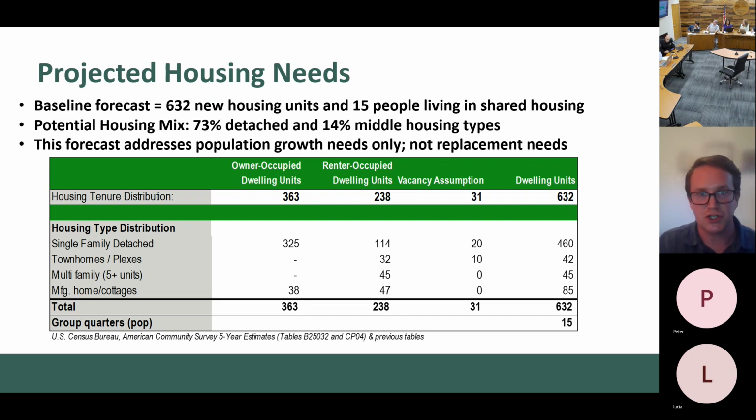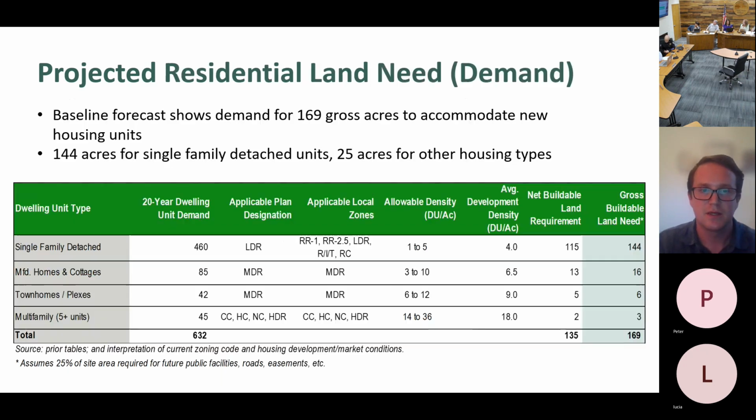And so now we'll show how we get from this to whether or not the urban growth boundary is sufficient to meet the need. The way that we do that is through this table, and I know that it's complicated, so bear with me here. These numbers towards the left, the 20-year dwelling unit demand, are taken straight from the prior table. So we need those 632 units.